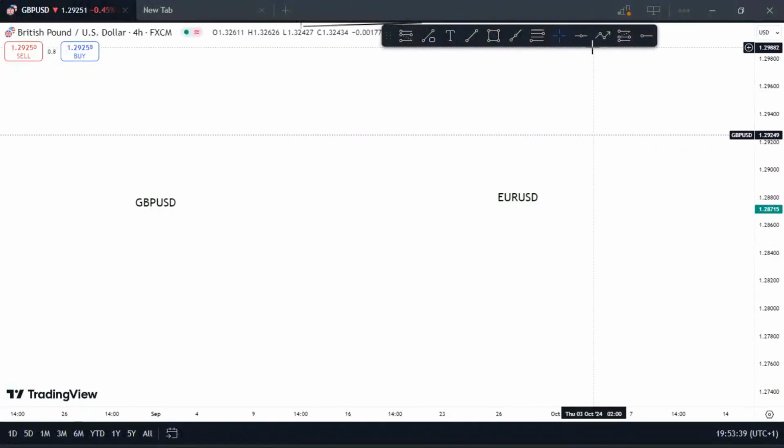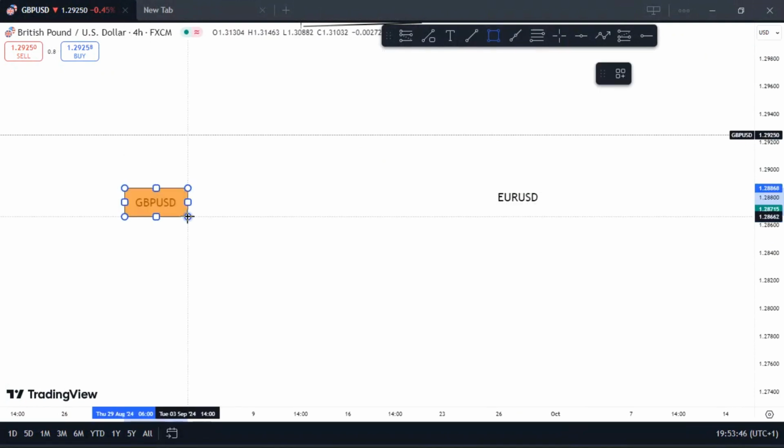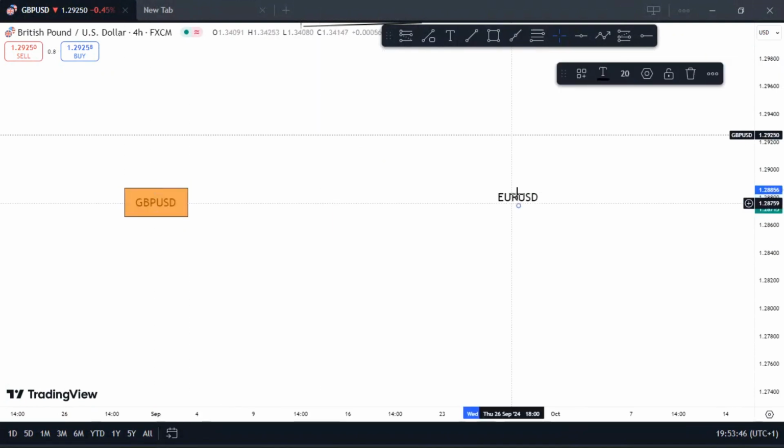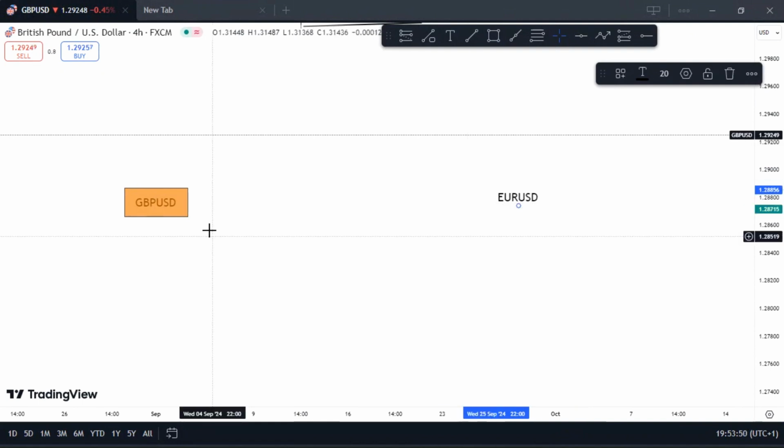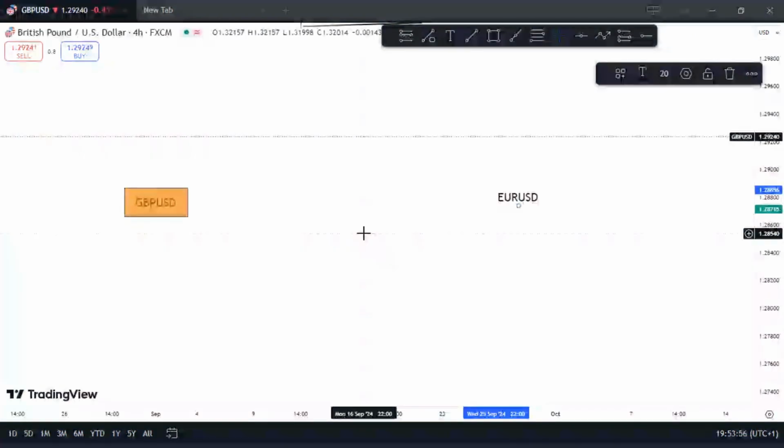Now, if you notice, there's a similarity between this GBP USD right here, that's the GBP USD that we have here, and then the Euro USD here. And what's the correlation? The correlation is that the USD pair here is on the quote side. That's the similarity that both of them have. The United States dollar is on the quote side.